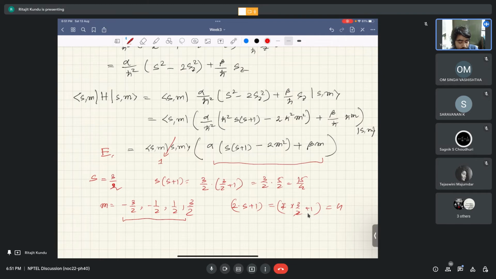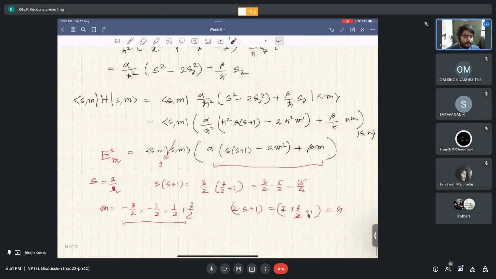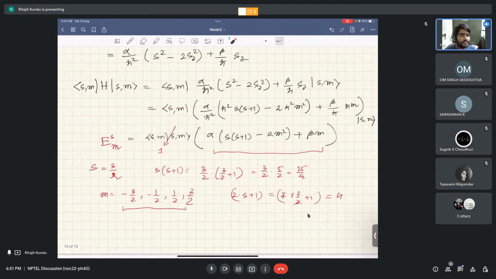So you can also write this in terms of m and s. This is your energy, and we have not used any form of the matrices. Whatever operator we had, we reduced it in terms of the S squared and Sz operators, whose eigenvalues we know. Then we simplified using the eigenvalue equation and obtained the energy. These kinds of problems are fairly common, and you can use these tricks to solve them.